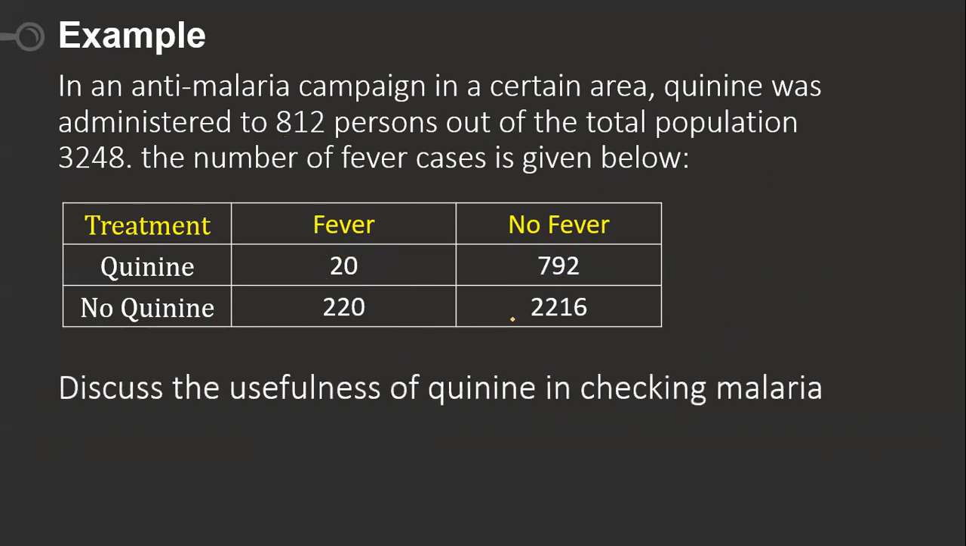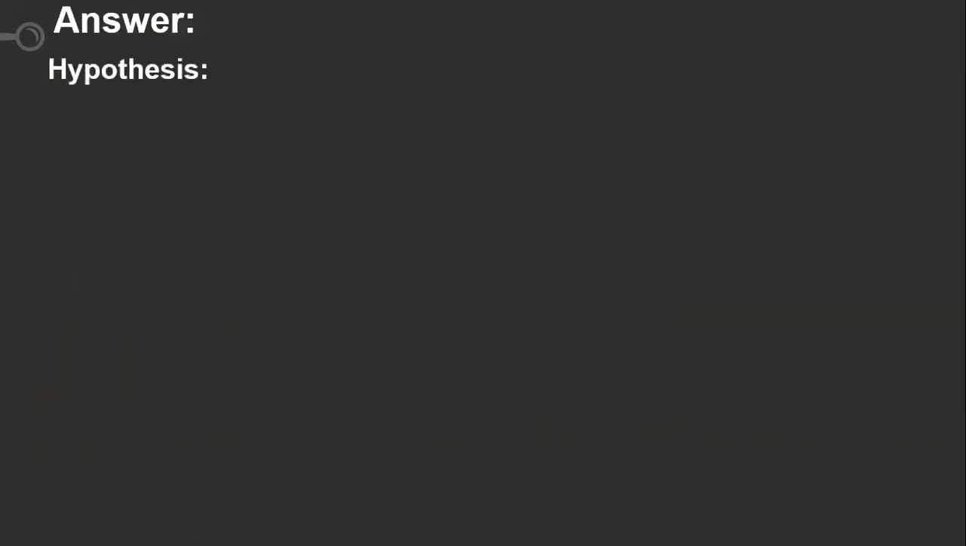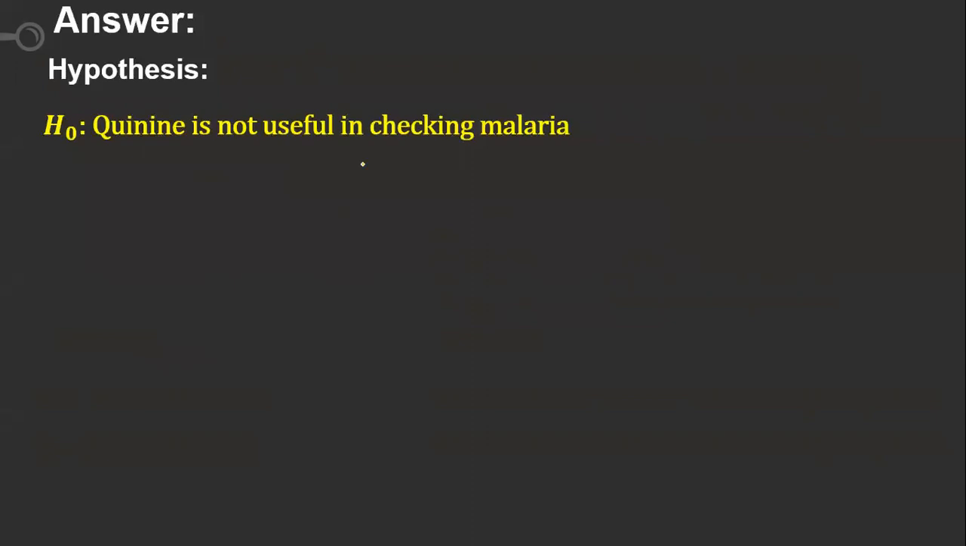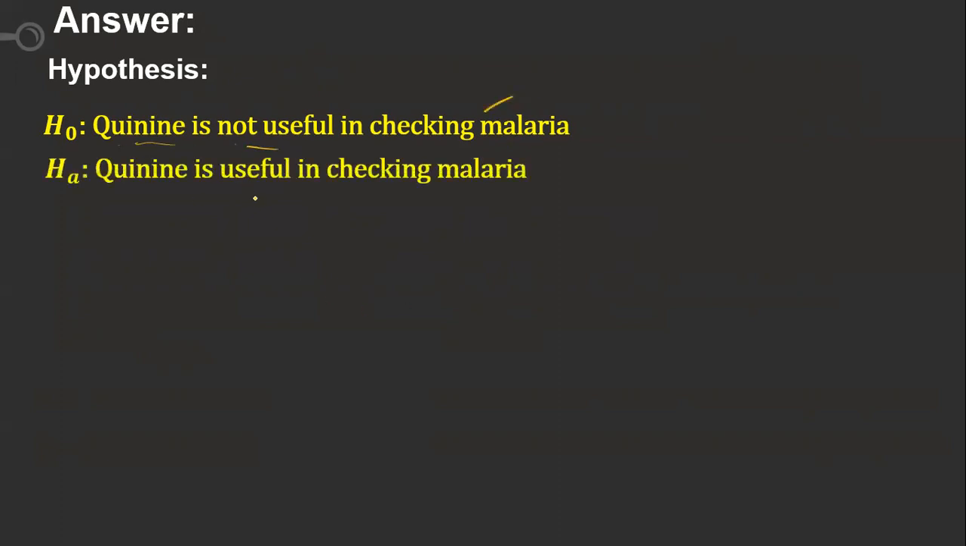Now discuss the usefulness of the quinine in checking the malaria. This is the question being asked. So we are going to use the chi-square independence test here. How to do this? First, we have to set the hypothesis. I am setting the hypothesis in my own words that this drug is not useful in checking the malaria. So now HA will be that the drug is useful in checking the malaria.